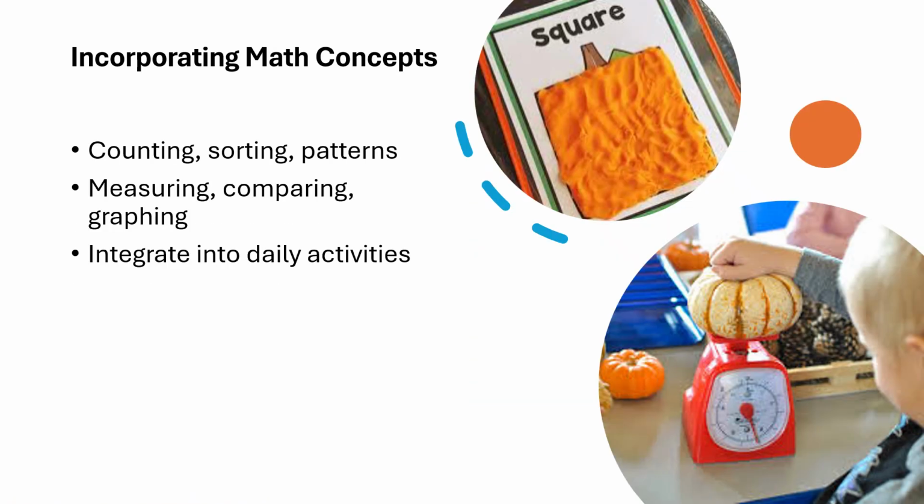Math concepts can be integrated naturally into theme-based activities. For example, counting farm animals, sorting shapes, and creating patterns can be connected to a farm theme. Measuring and comparing objects helps children understand size and quantity. Graphing can be introduced by tracking favorite animals or activities. Math learning is most effective when it is connected to real-world experiences and play.